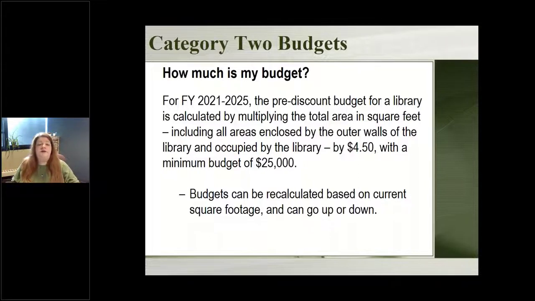Budgets can also be recalculated whenever you want if the size of your building changes. So that request for a recalculation could be not just because your school lunch numbers have changed, but if you had an expansion onto the building, or if you build a new building that's a completely different size, you can tell USAC that, and then they will recalculate your budget midstream in the middle of a five-year period. So keep track of that and make sure if anything changes that you let them know so they can change that for you.